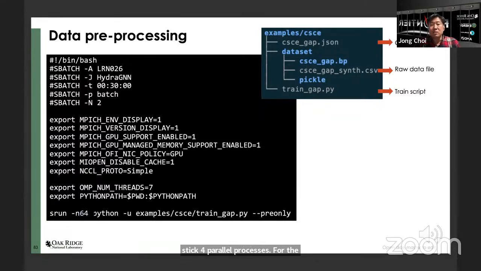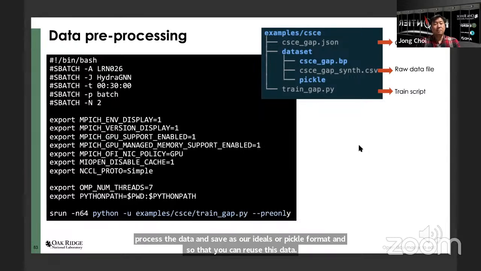So after pre-processing, you can see lots of files saved in the directory. If you look at the top right side, you can see the configuration file, and you have the raw data, which we just downloaded by using the wget command. And then you can see the training script, train_gap.py. And after pre-processing, you can see there is a .bp file, csce_gap.bp, and a pickle file. Those are two kinds of output files. You can save both, or you can choose one of them. But anyhow, in this example, we pre-process the data and save it in ADIOS or pickle format, so that you can reuse this data if you want to rerun this script.